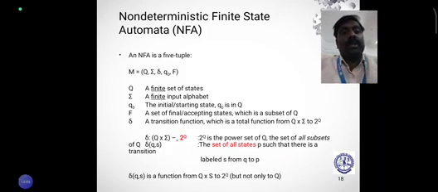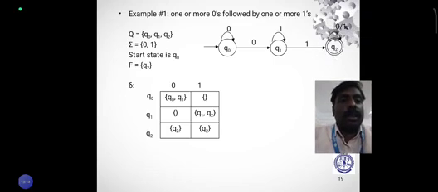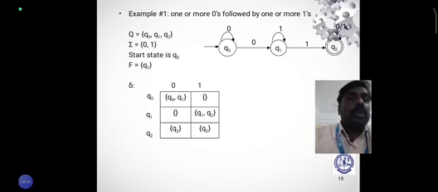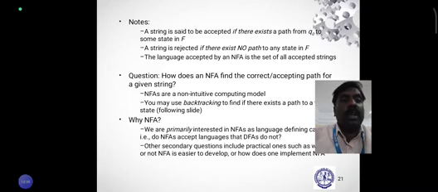For example, from Q0, if we give the input 0, we will move to Q0 and also to Q1. In the first case, it is said to be a non-deterministic finite automaton, since we give an input 0, but it moves to 2 states. So this kind of automaton is said to be a non-deterministic finite automaton.